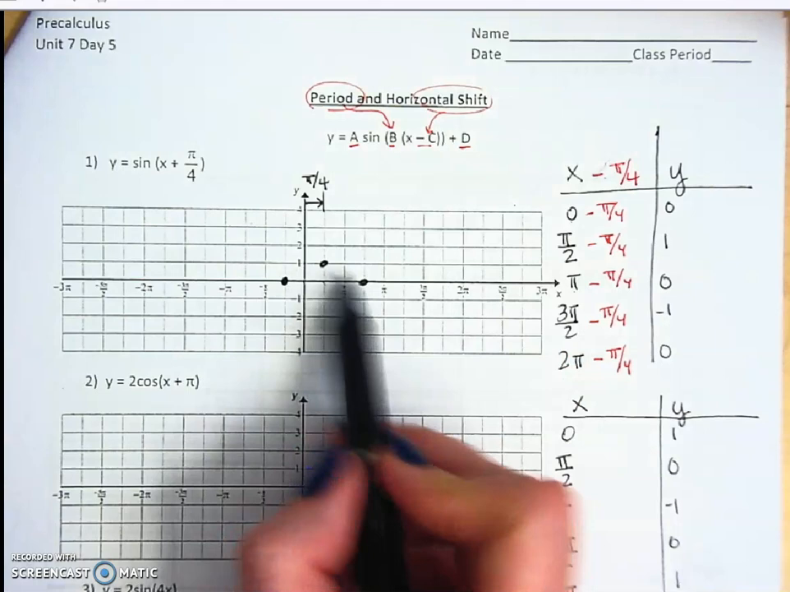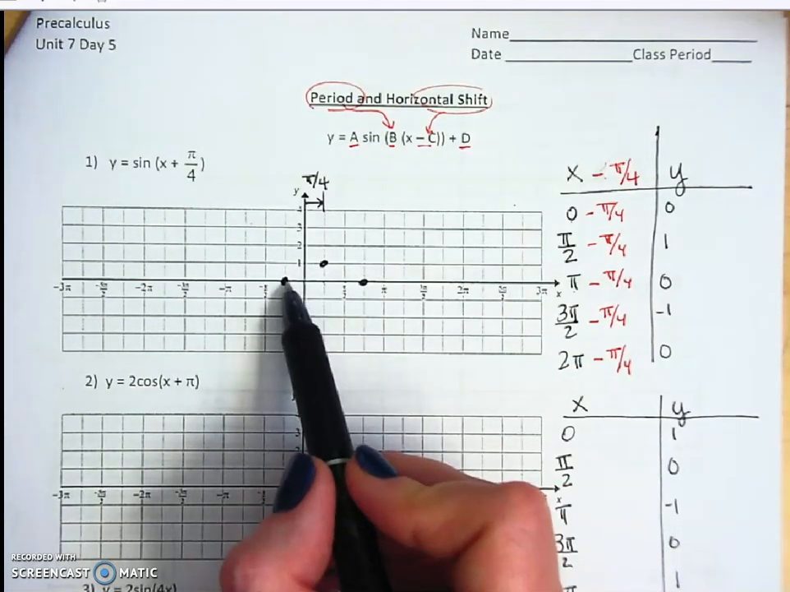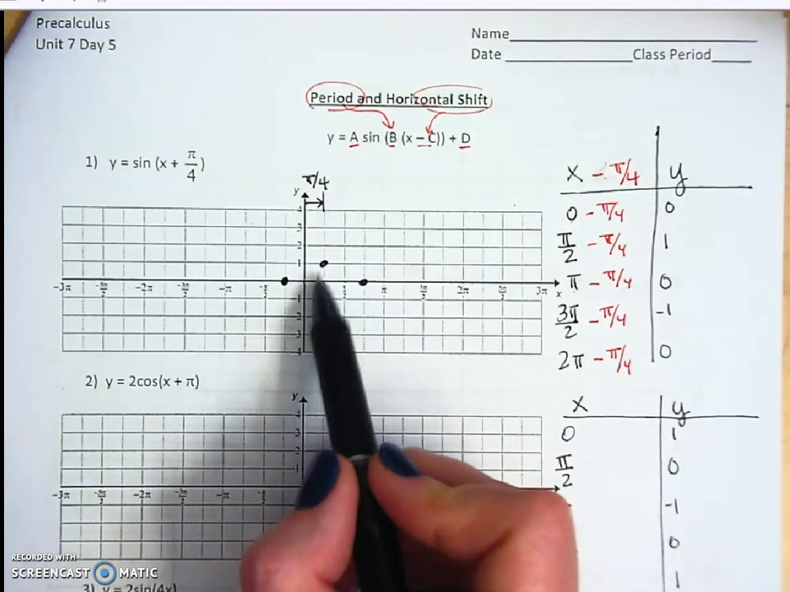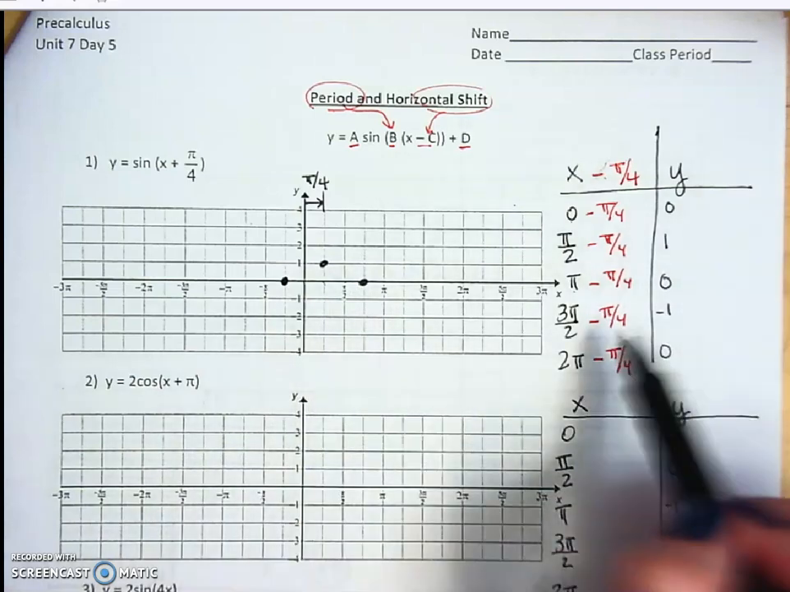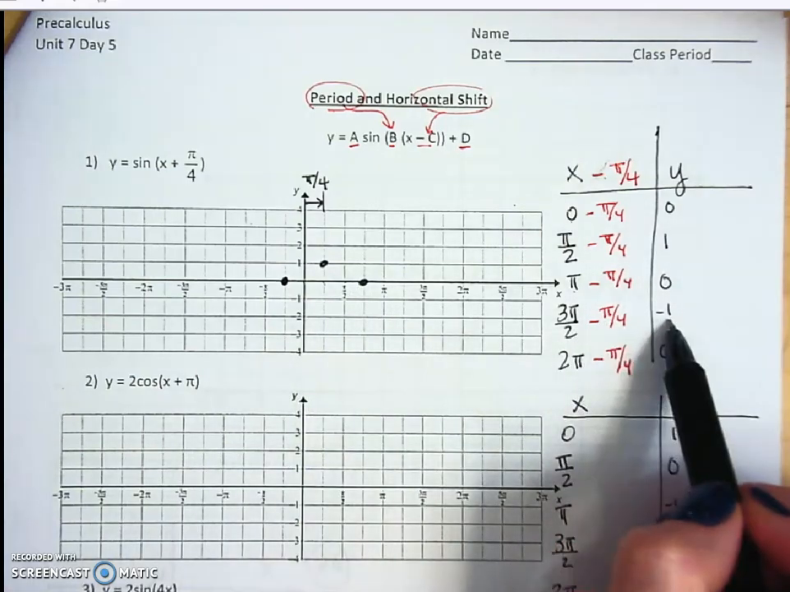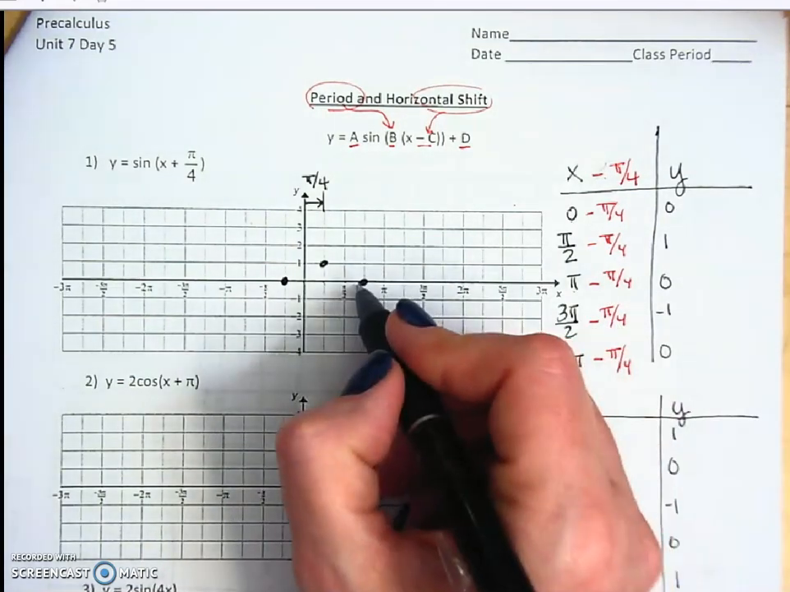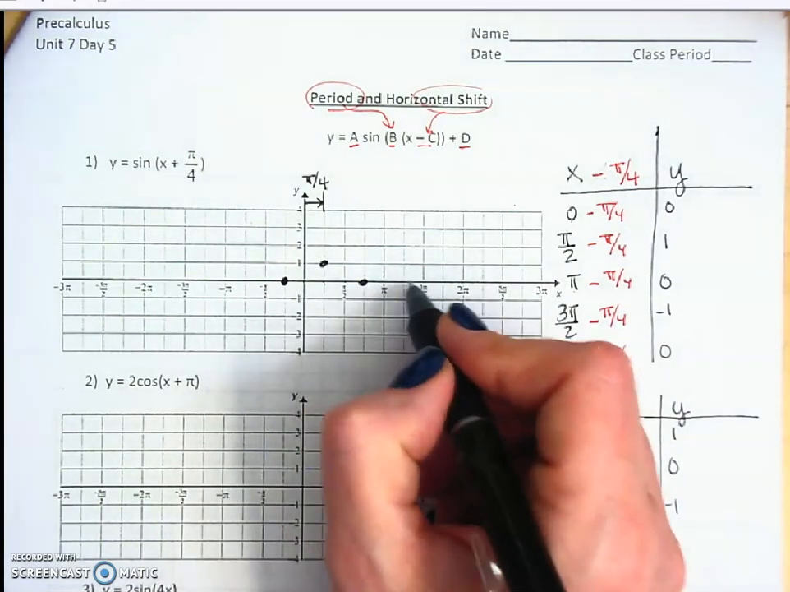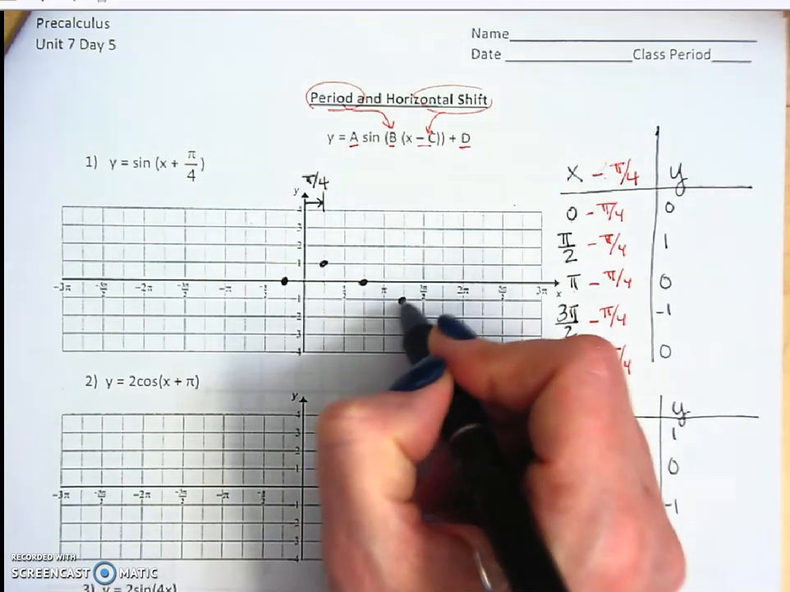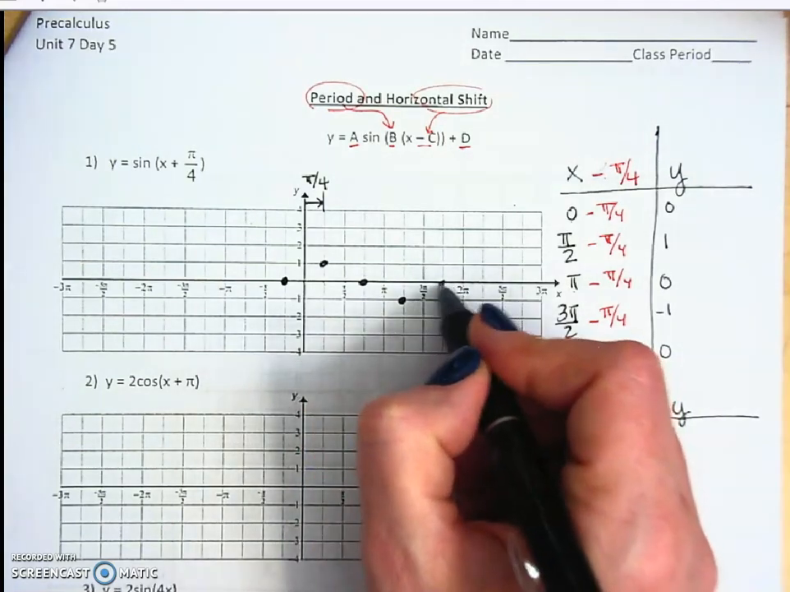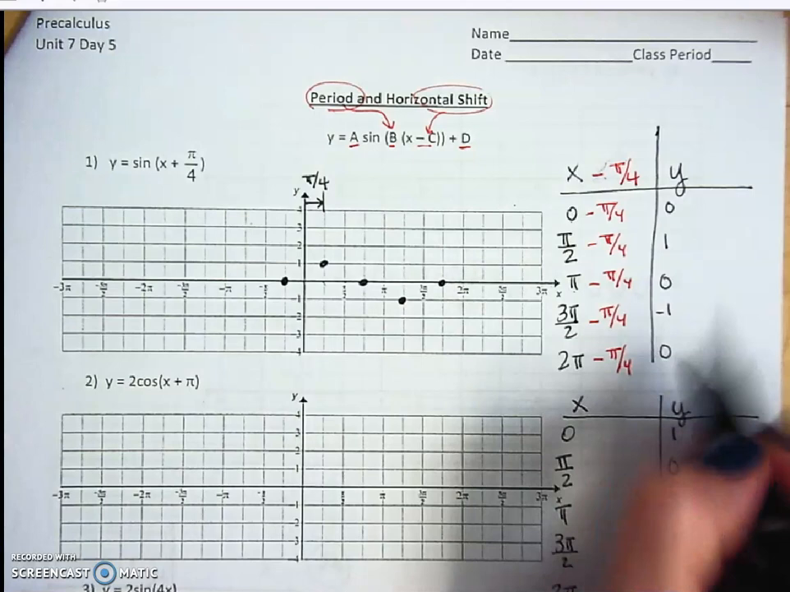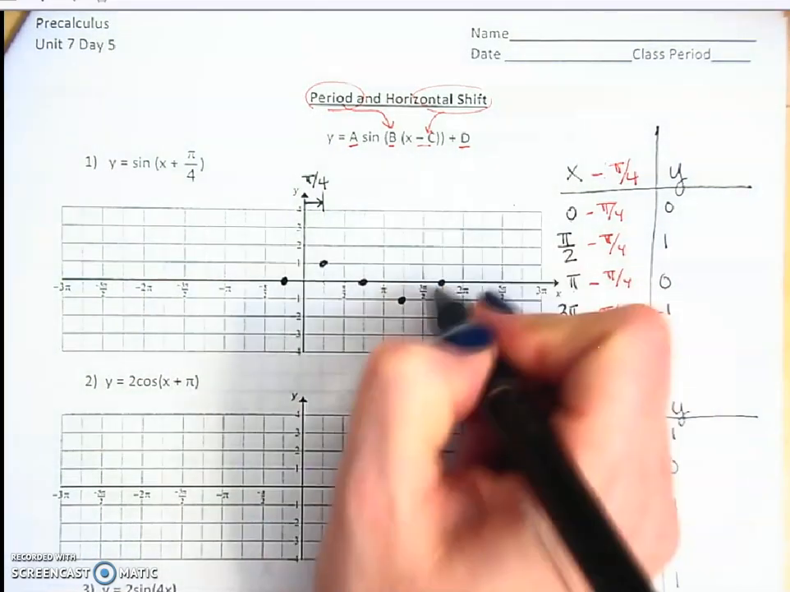And so now that I have these three graphed, you can see that I'm still just skipping 2 grid marks between each value. So now I'm going to go 2 to the right, and my y value there is -1. 2 to the right, down to -1. Then 2 to the right and up to 0. So here's my first cycle.